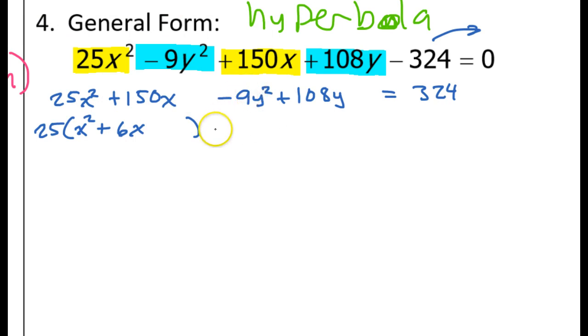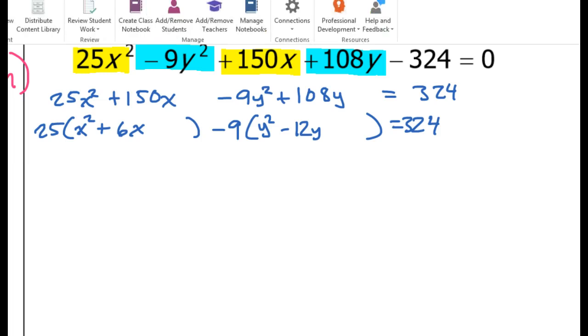I need to take out the 9, factor that out. So that's going to leave y squared. Now I'm thinking 108 divided by negative 9. And that's going to be negative 12y, leave some space, is equal to 324. So this is going to be 25. Well, it's not time for that yet. It's time to complete the square.